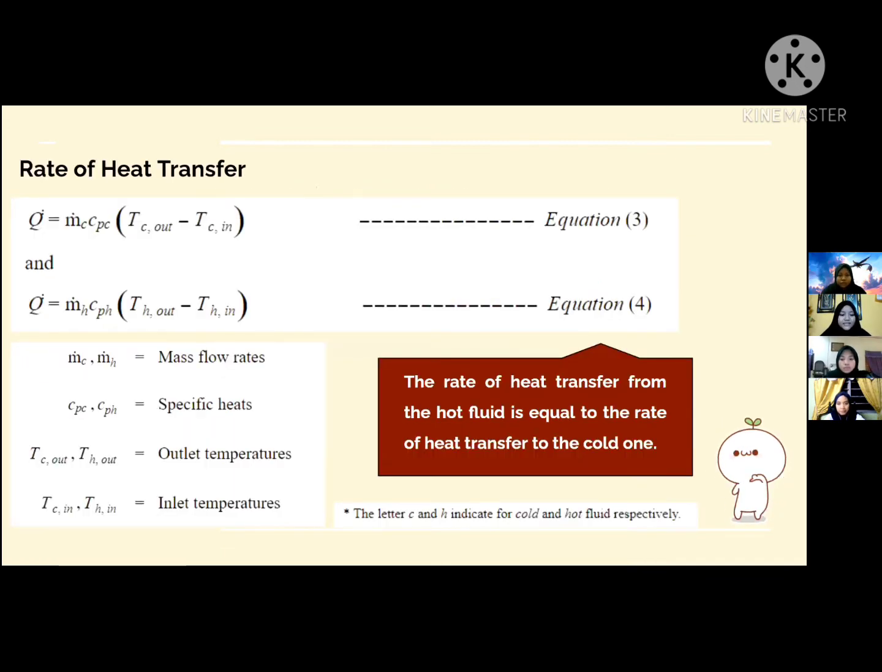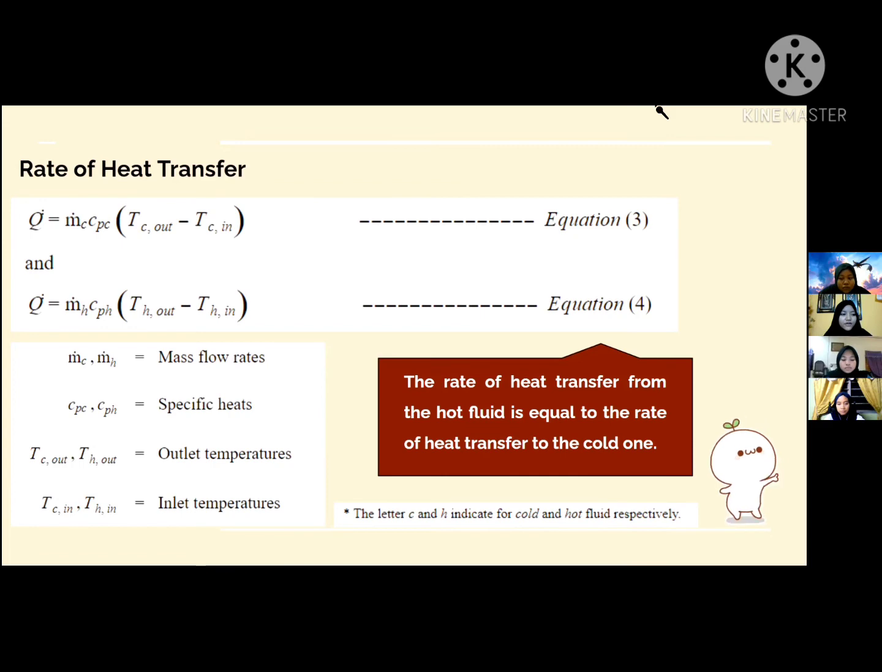Okay, next is the rate of heat transfer. The rate of heat transfer from the hot fluid is equal to the rate of heat transfer to the cold one. The letters C and H indicate cold and hot fluid respectively. So in this slide, equation 3 is the formula of the rate of heat transfer for cold fluid, where Q dot equals m dot, which is mass flow rate, times C, which is specific heat, times the difference between outlet temperature and inlet temperature for the cold fluid.